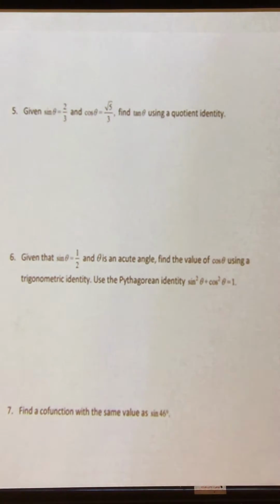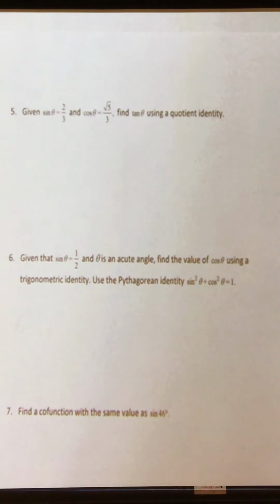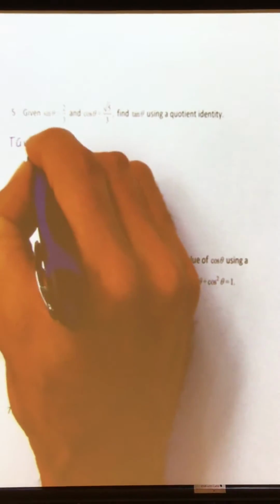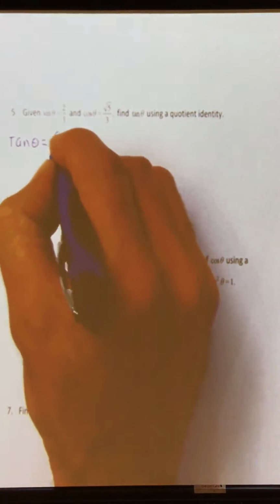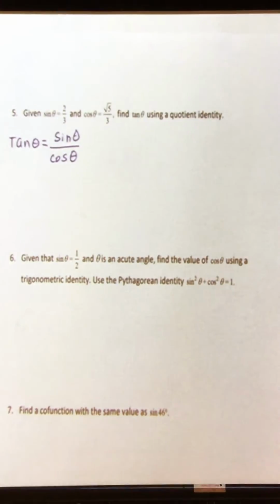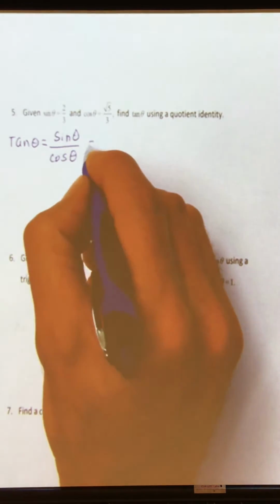Given the value of sine theta to be 2/3 and the value for cosine theta to be root 5 divided by 3, find the tangent of theta using a quotient identity. What it means by quotient identity is that tangent of the angle is defined to be the sine of the angle divided by the cosine of the angle. And since we're given the value of each, we'll put that in.